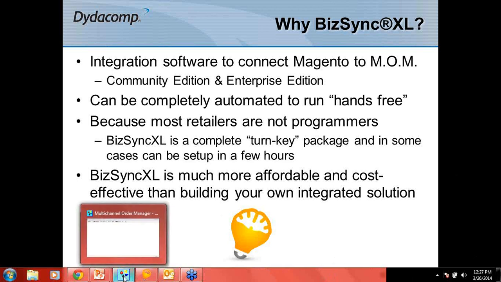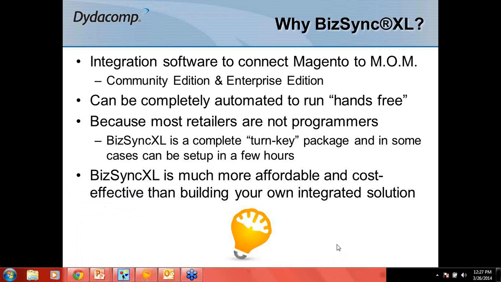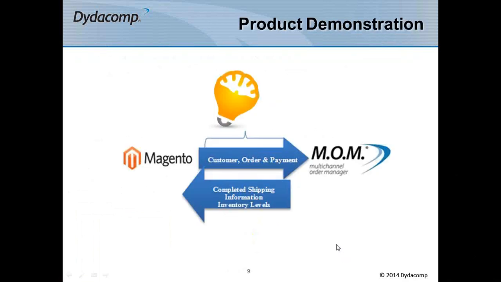If you want, I could jump into that. I'll actually show you that, since we're at the end of the PowerPoint, so I'll show you exactly how that process would work. But in this instance, you have a Magento store. The beautiful light bulb is our BizSync XL. That's what's going to be the bridge between the customer, order, and payment information into Multichannel Order Manager. You pick, pack, and ship your orders that way, and then it goes directly back into Magento.